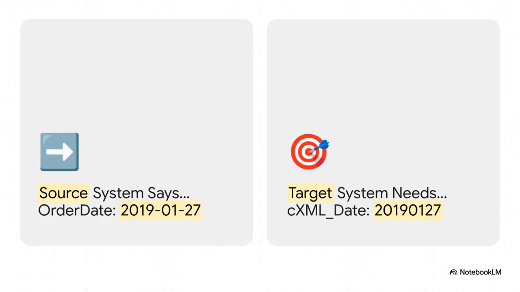And you know what's wild? The differences can be tiny, almost deceptively simple. For instance, one system might write a date with hyphens, right? But the other system, the target system, needs that same date as just a continuous string of numbers. It seems like a small thing, but getting that wrong can completely wreck an entire transaction.